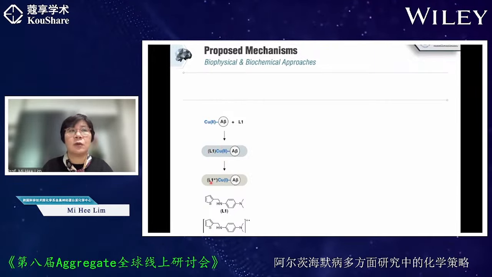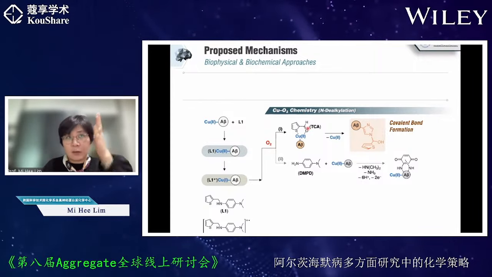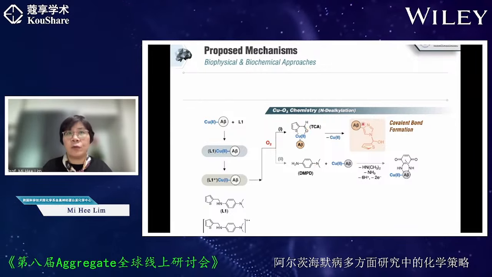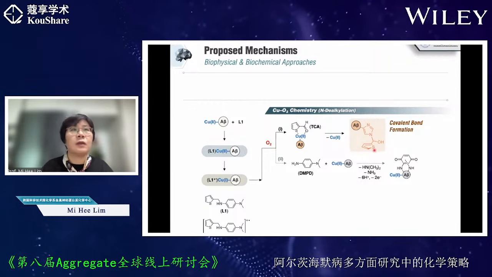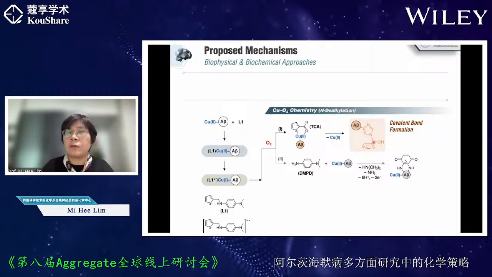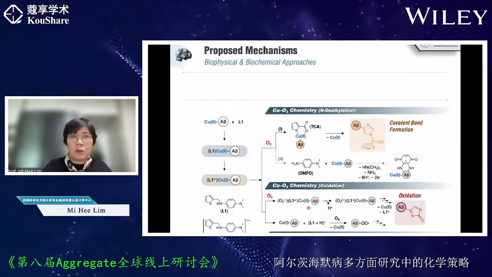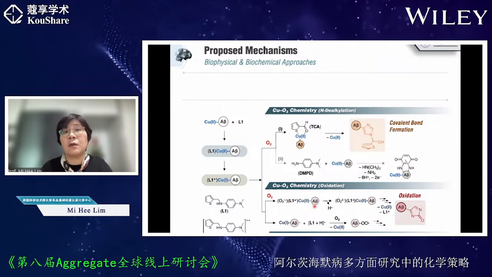And the copper(I) can do beautiful copper-O2 chemistry. Through N-dealkylation, our compound is cleaved, producing the aldehyde and amine, and then one of the histidine residues makes a nucleophilic attack on the aldehyde, leading to covalent bond formation.